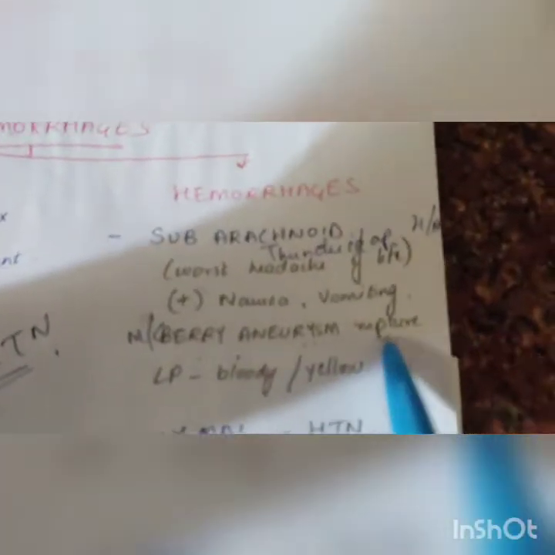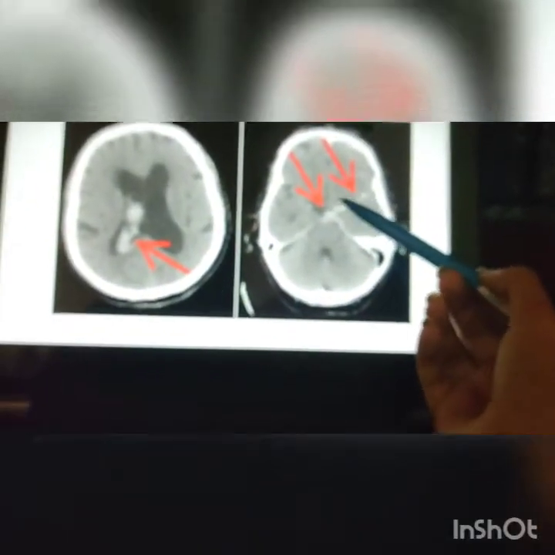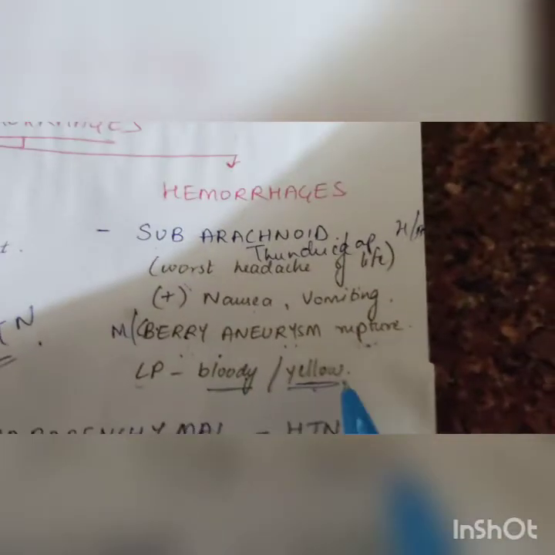It is also called berry aneurysm or saccular aneurysm. When it ruptures, it leads to subarachnoid hemorrhage, and you can usually see it in a CT scan. But even if you do a lumbar puncture to confirm, you can see bloody or yellow colored fluid coming out.